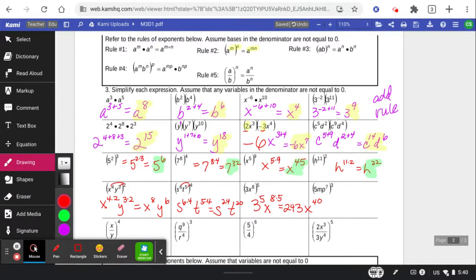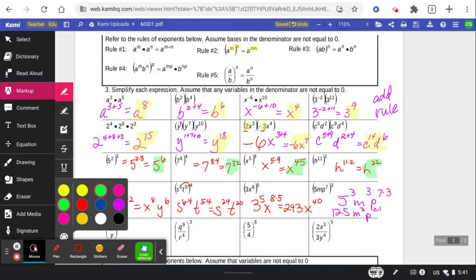Next one, write it in a different color. 5 to the third, m to the third, p to the 7 times 3, and 5 to the third is just 125, m to the third, p to the 21st power. How'd you do on those?